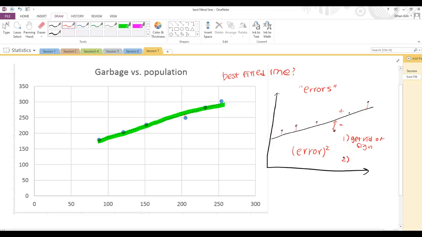And second, we want to penalize bigger values, right? So let's just think about it.